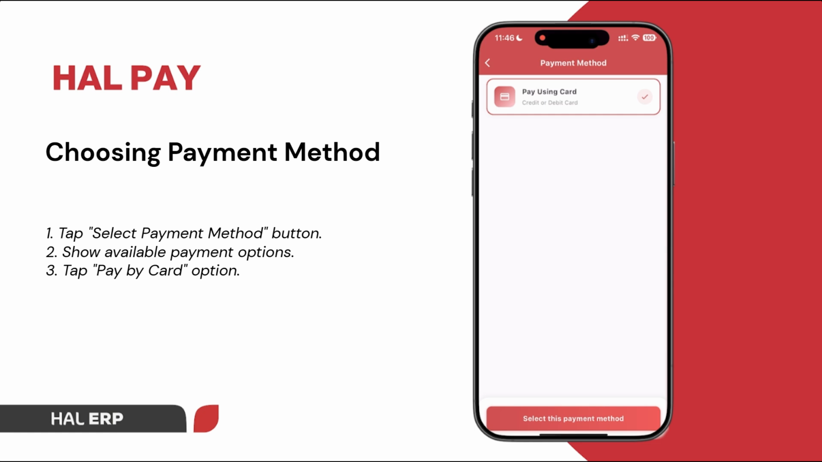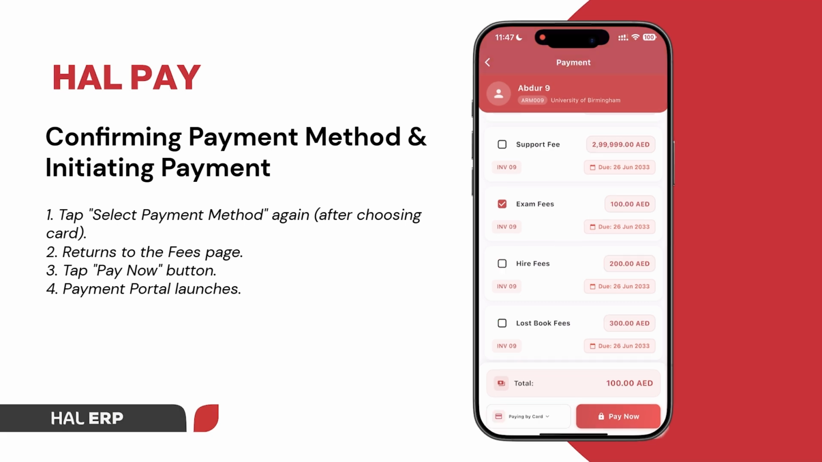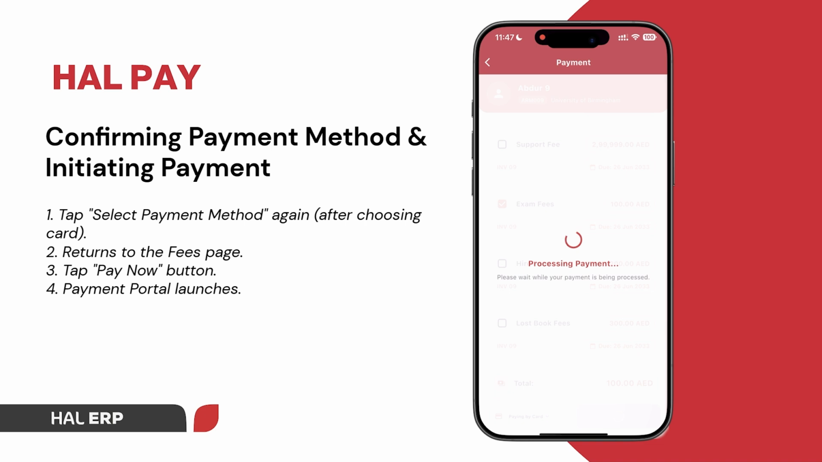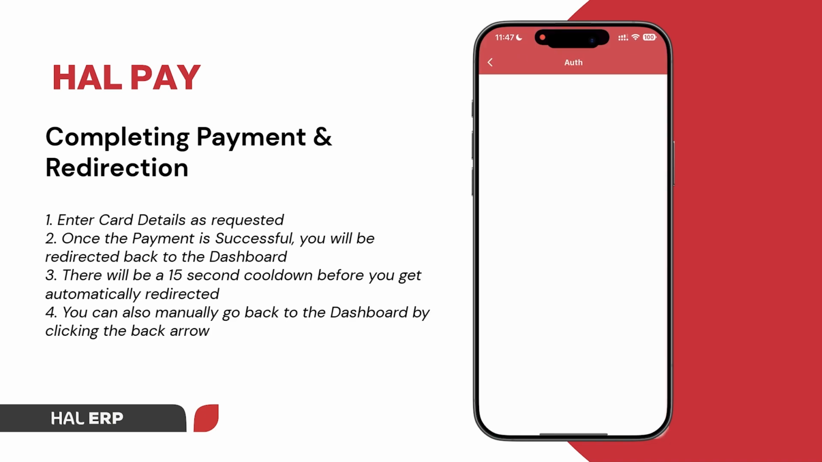After selecting Pay by Card, tap Select Payment Method one more time. This will bring you back to the fees page with your selected payment method confirmed. Now to proceed, simply tap the Pay Now button. This action will securely trigger and open our integrated payment portal. Within the payment portal, you will securely enter your card details to complete the transaction.